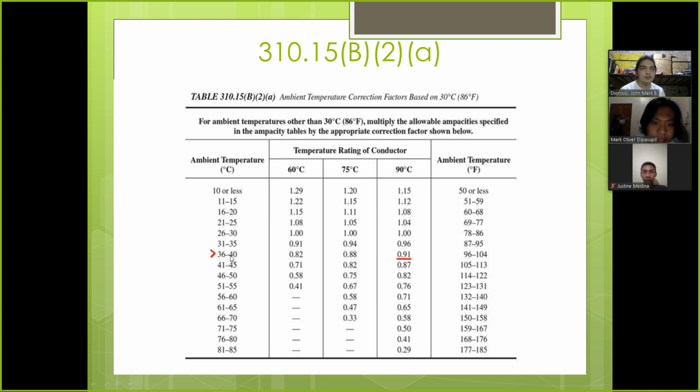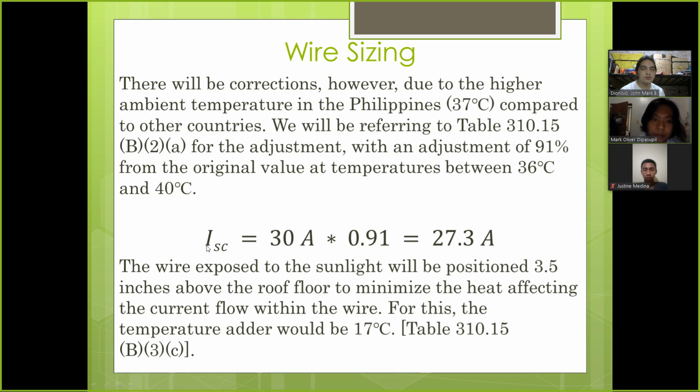Alam natin na yung THHN wire na gagamitin natin is magpo-fall sa 90 degrees Celsius dito sa kabila. Ito yung 37 degrees Celsius, yung ambient temperature natin. Sisipatin natin, ito yung katapat niya, sa 90 nakatapat, so 0.91. I-multiply natin yun sa nakuha nating IPV rating na 30 amps. Pag multiply natin ng 0.91 or 91%, meron na tayong 27.3 amps. Hindi pa dito magtatapos yung adjustment.